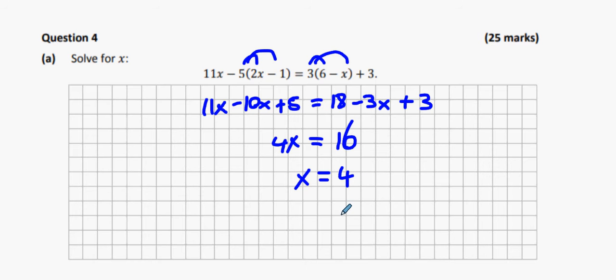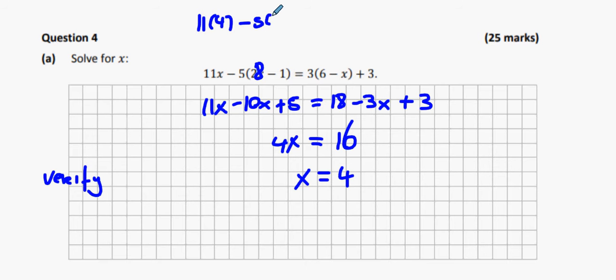If they asked you to verify your answer, what would you do? You have to sub it back into the original, don't you? So it'll be 11 times 4, and that'll be 8 take away 1, which is 7. That would be 6 take away 4, which is 2. And you'd work out both sides separately. That'd be 44 take away 35, which is 9. And 3 times 2 is 6. 6 plus 3, 9. You can verify your answer by subbing it back in.